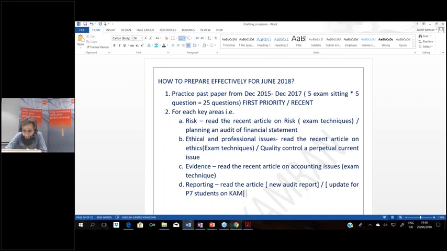So for each key area, which is risk, ethical and professional issues, evidence and reporting, read these articles. In the 25 questions you will do, you will get plenty of questions on reporting. Technically, you will get 5 reporting questions in the last 5 sittings, and automatically you will get 5 risk questions.